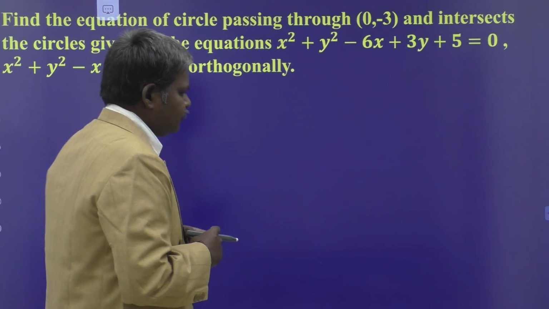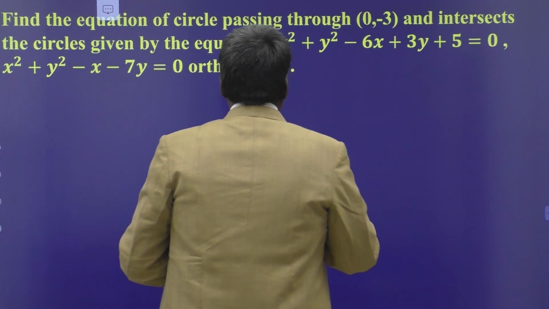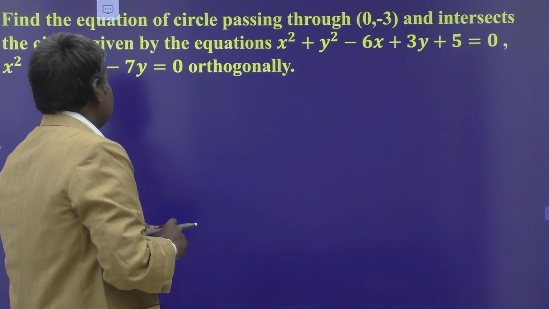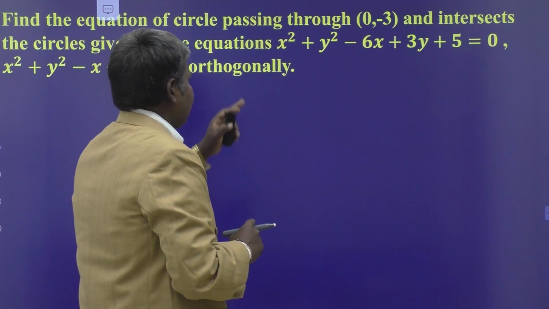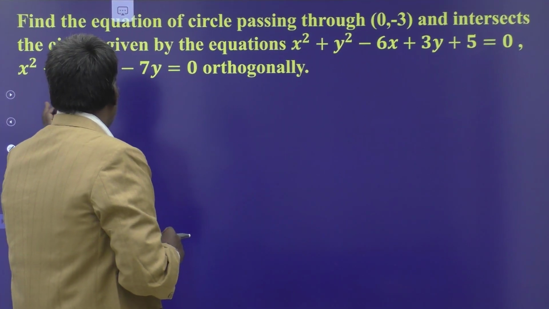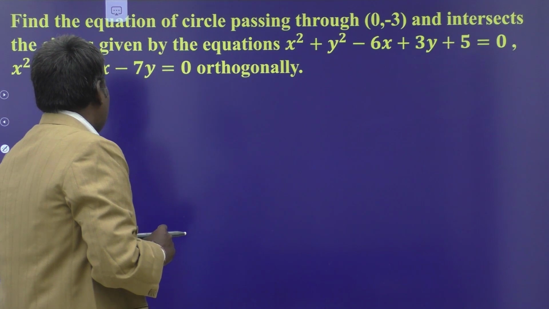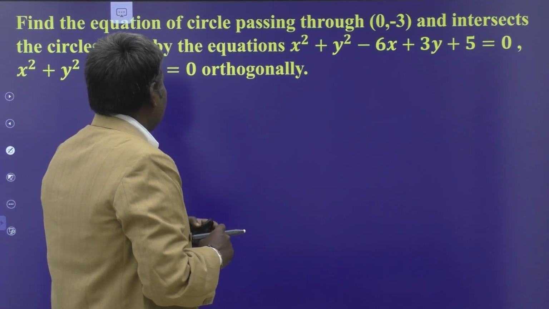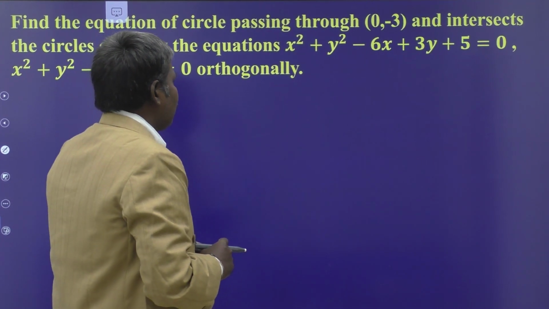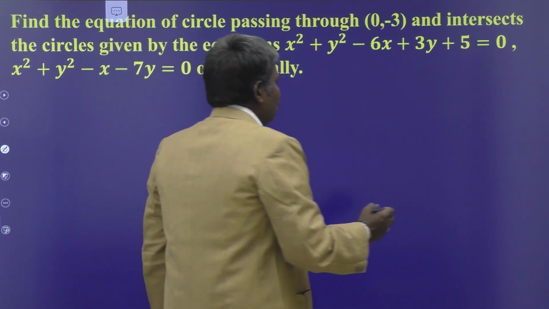This is the problem. Find the equation of circle passing through 0, minus 3 and intersects the circles given by the equations x square plus y square minus 6x plus 3y plus 5 equal to 0 and x square plus y square minus x minus 7y is equal to 0 orthogonally. You have to find out the equation of circle passing through 0, minus 3.